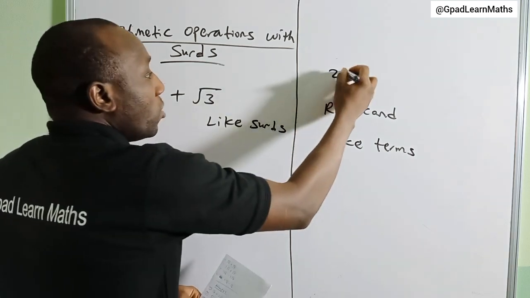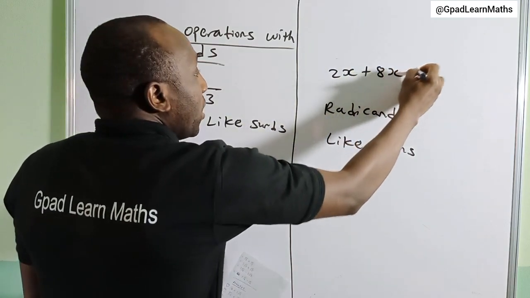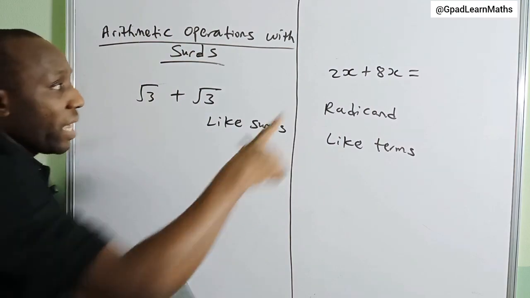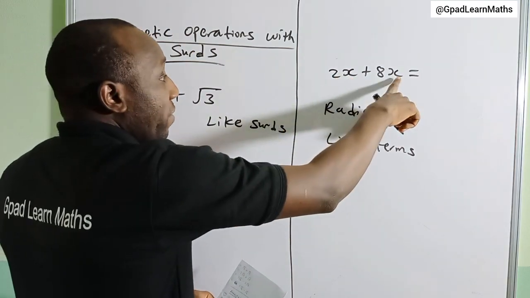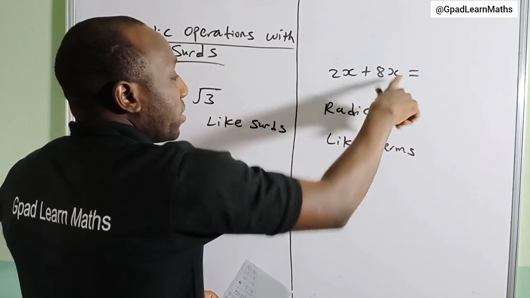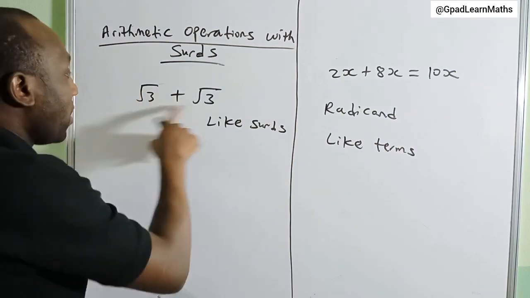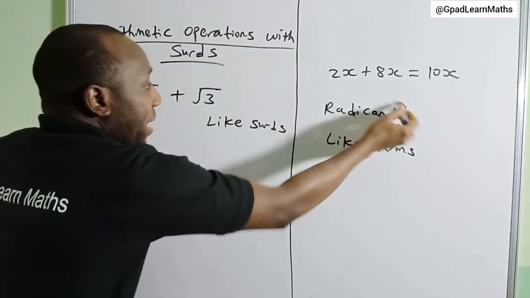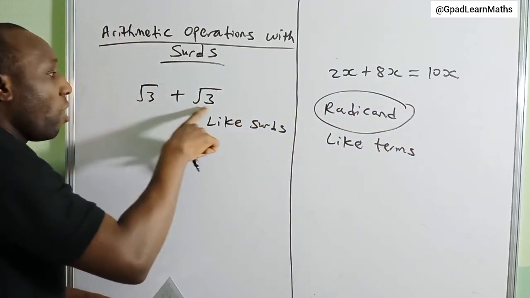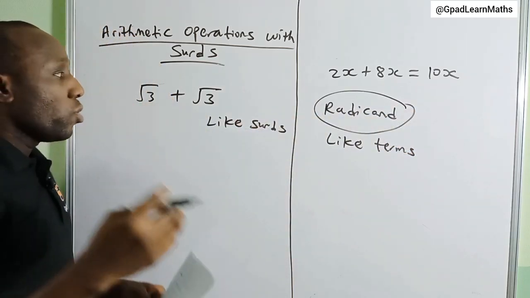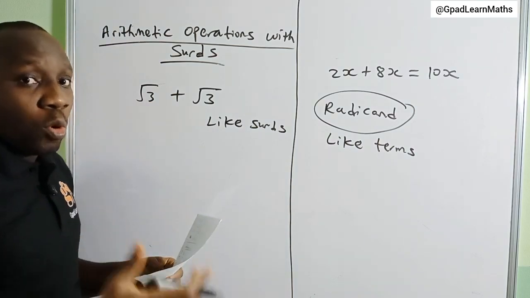For example, you have 2x plus 8x. You can add these two because they are like terms. They have the same letter, x. When you add these two, you get 10x. In the same vein, when you are talking about surds, if they have the same radicand, the same number under the square root sign, you can add and subtract those surds.